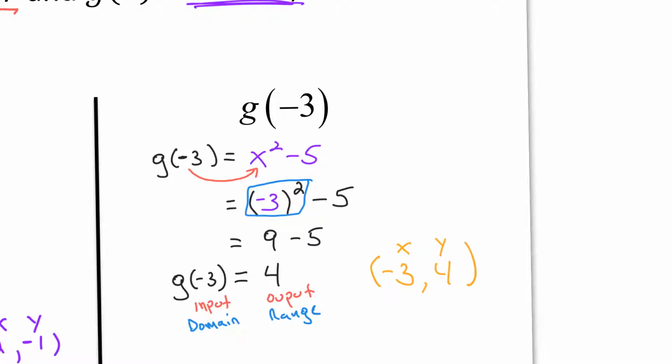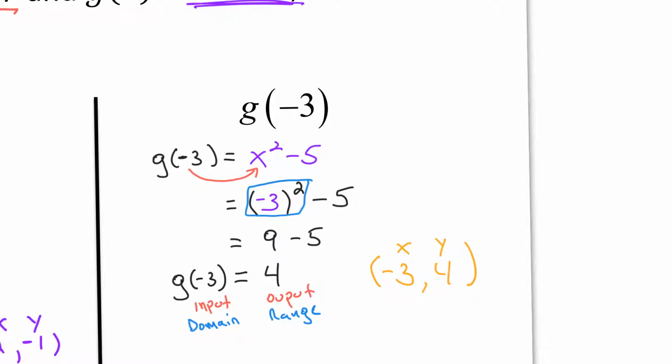So that's how I know what the values are. When my input is -3, my output is 4. Can you guys grab that point? Of course. You have an x coordinate and a y coordinate, 3 to the left, 4 up, and you can graph this point here.